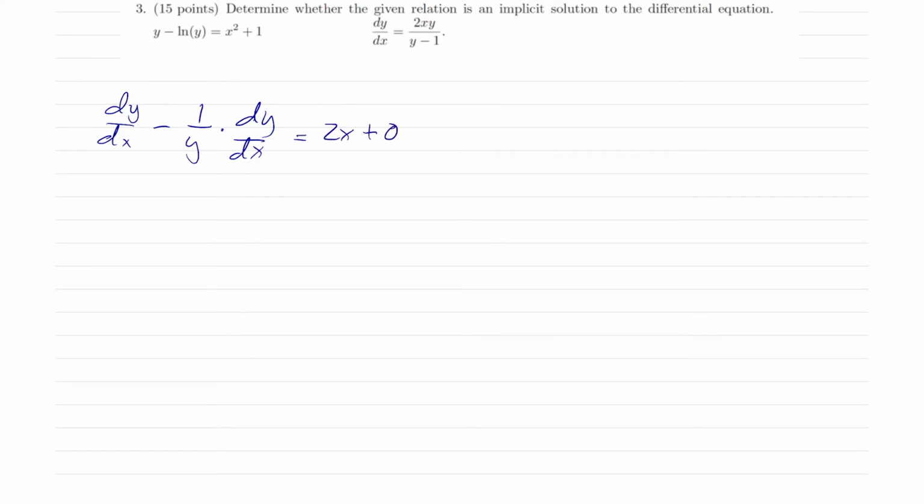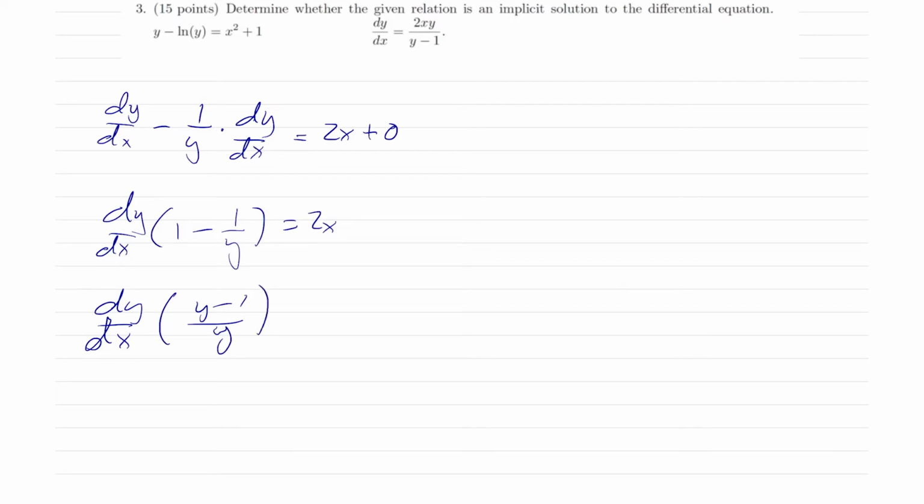Alright, left-hand side, I can factor out dy dx. And this gives me 1 minus 1 over y is equal to 2x. dy dx now is, we have y minus 1 over y, it's equal to 2x. And that tells me that dy dx is equal to 2xy divided by y minus 1. All right, done. Yes, it is an implicit solution.